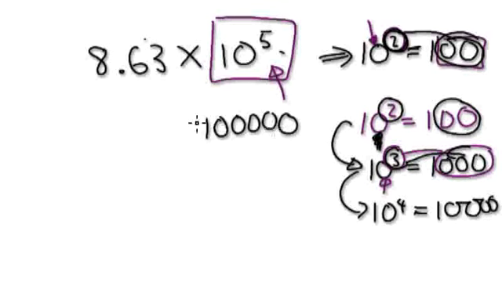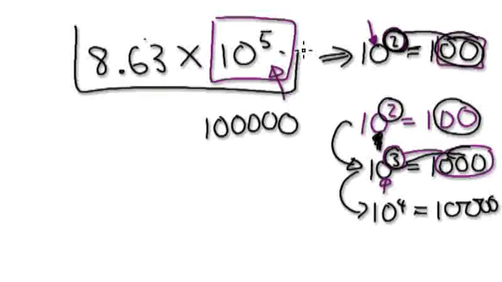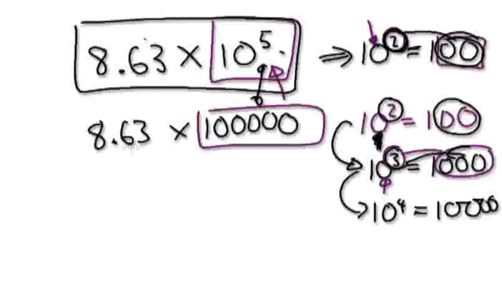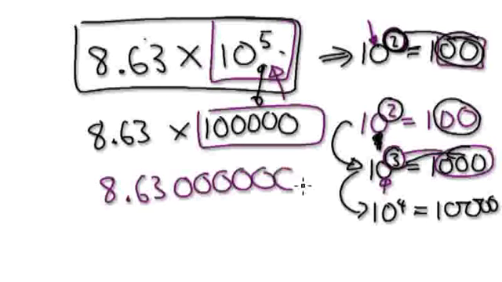Okay, five zeros. Now, if you want to do this here, then turn this into this, and then you could get 8.63 times this number here. Now, because there are 5 zeros here, what you're actually doing is moving the decimal 5 places to the right. I illustrated this in one of the early videos. So you could actually do this.